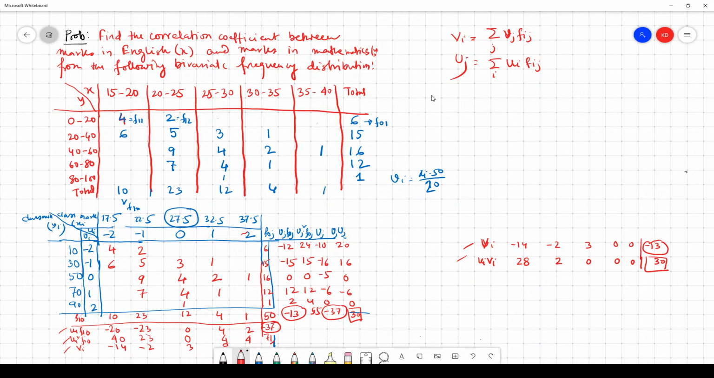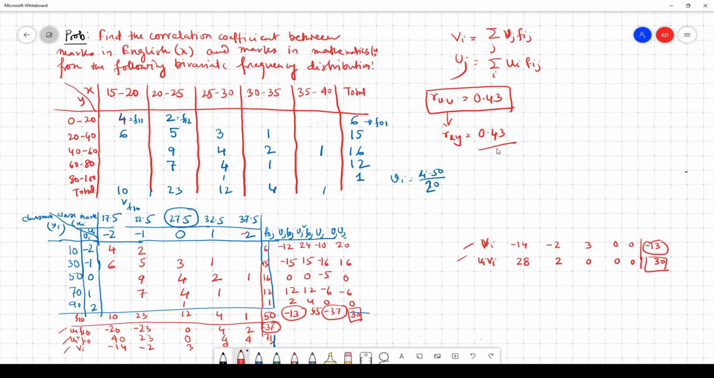Okay, so RUV is equal to, put this value, then in the formula we get this value. Please check. And since the sign of RXY and RUV are same, from this we can conclude the correlation coefficient of XY is nothing but 0.43.